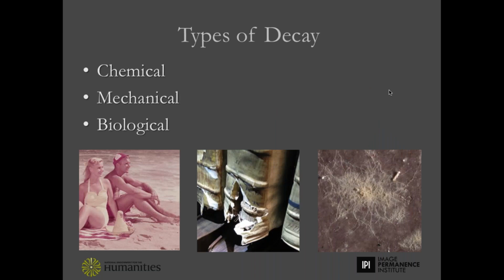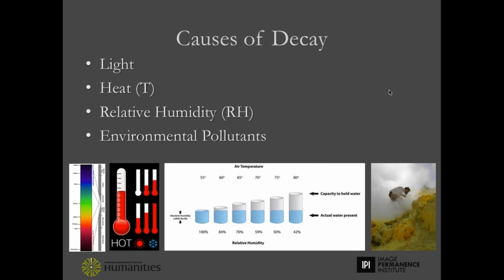Before we talk about preservation, it's good to quickly review the general types and causes of photograph deterioration in order to remind us why preservation and environment are important. Many of you already know this, but a refresher is always really nice. So there's 3 types of decay: chemical, mechanical, and biological. The major causes, of course, are light, heat, relative humidity, and environmental pollutants.